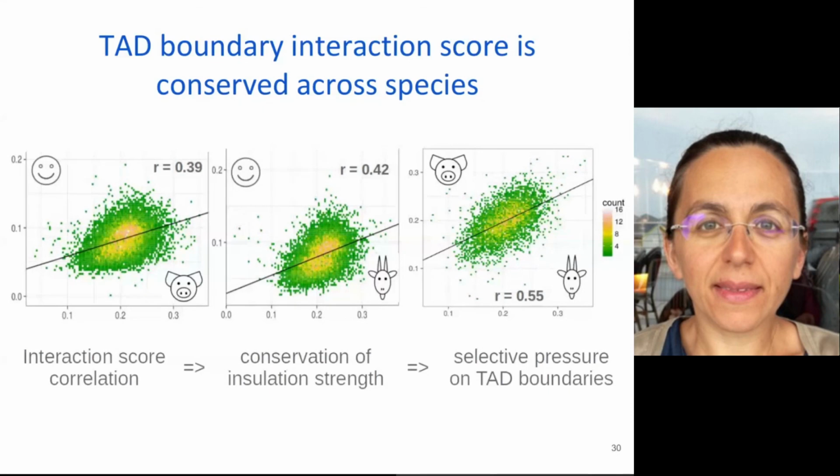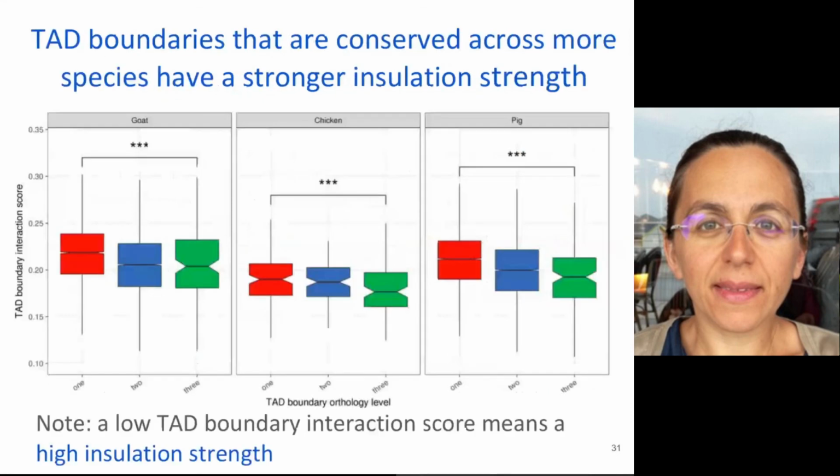And if you go to slide 31, we also did this comparison between the orthology or similarity level of the TAD boundaries and their interaction score, and we see a clear decrease of the interaction score when the orthology level goes up. And this is very nice because the lower the interaction score, the higher the insulation strength. So this means that the TAD boundaries with higher insulation strength are actually also more conserved, pointing again to an important functional role.